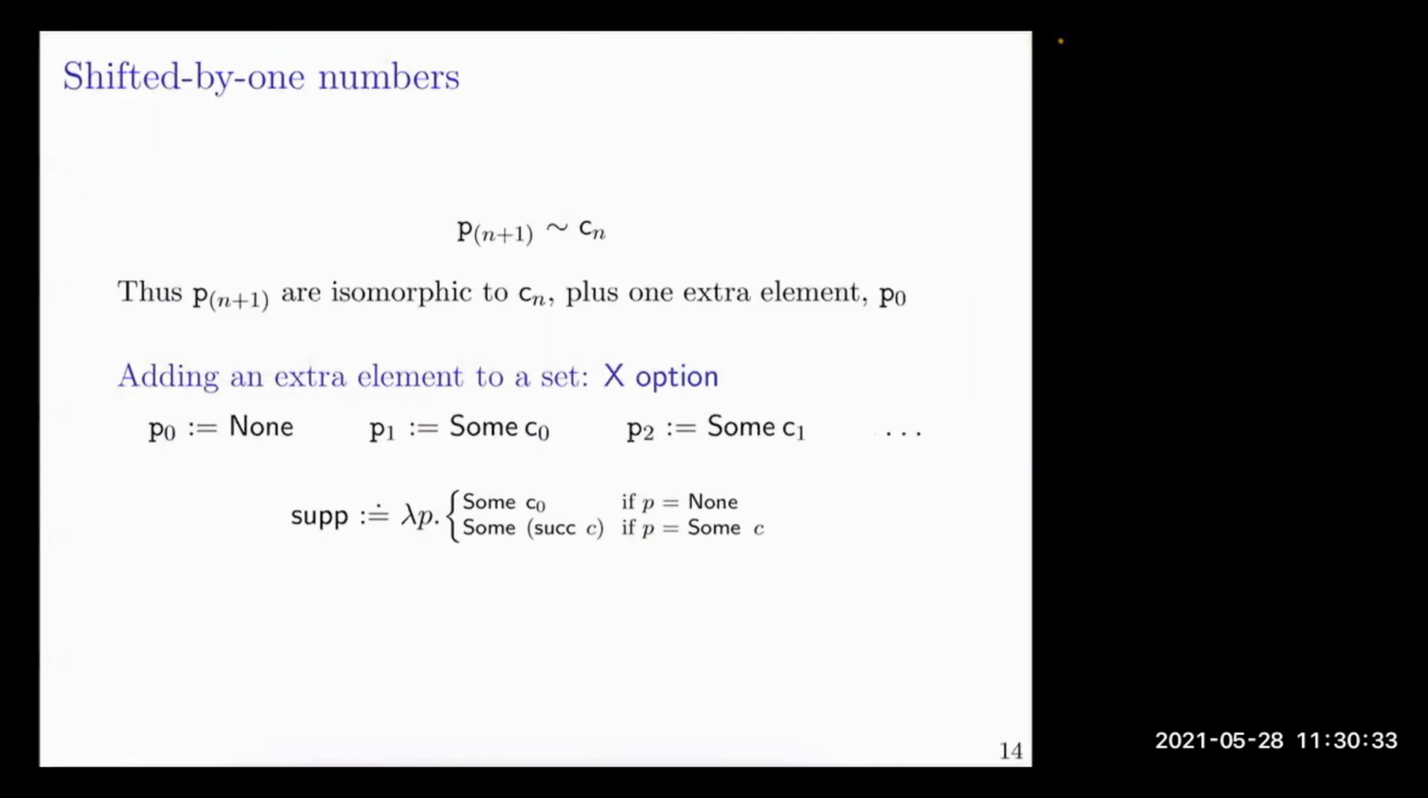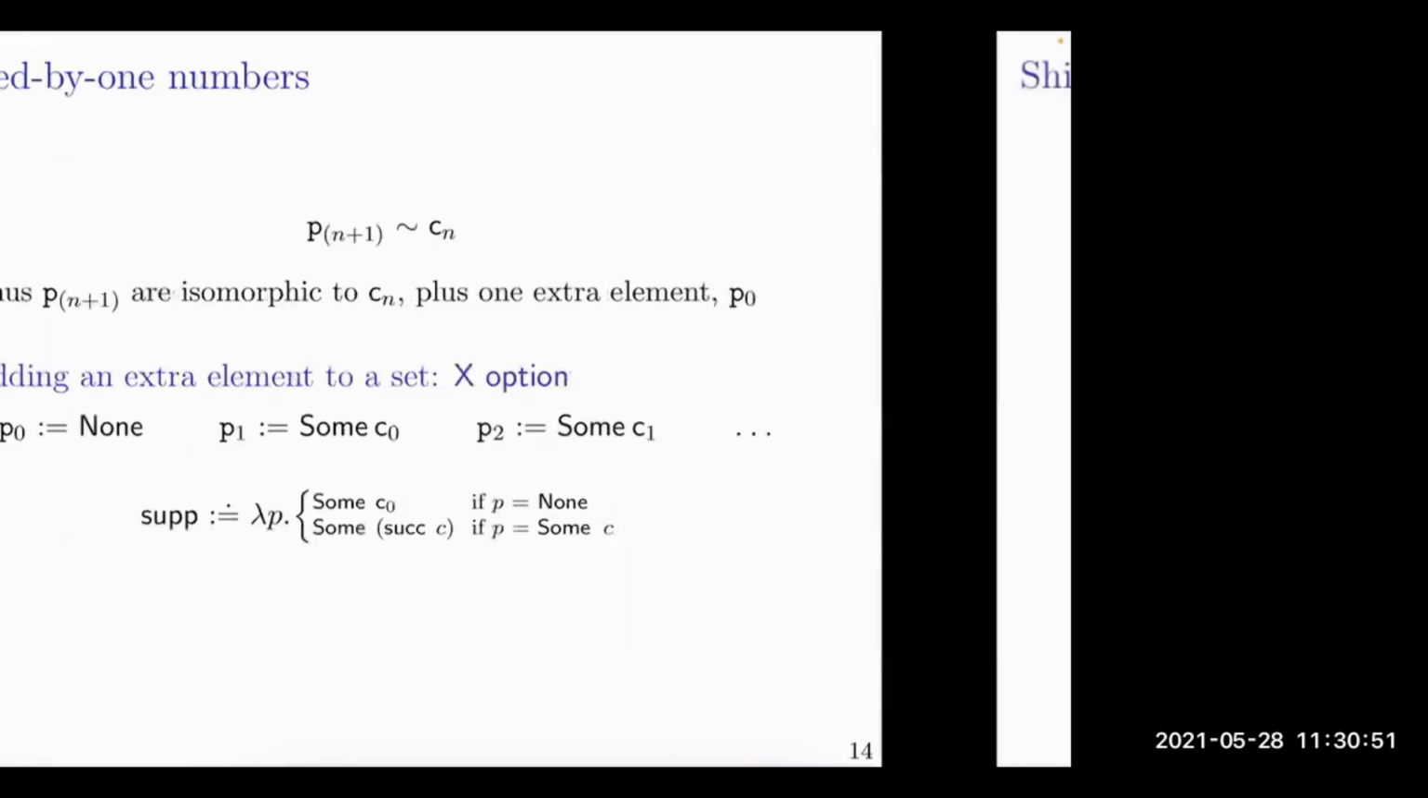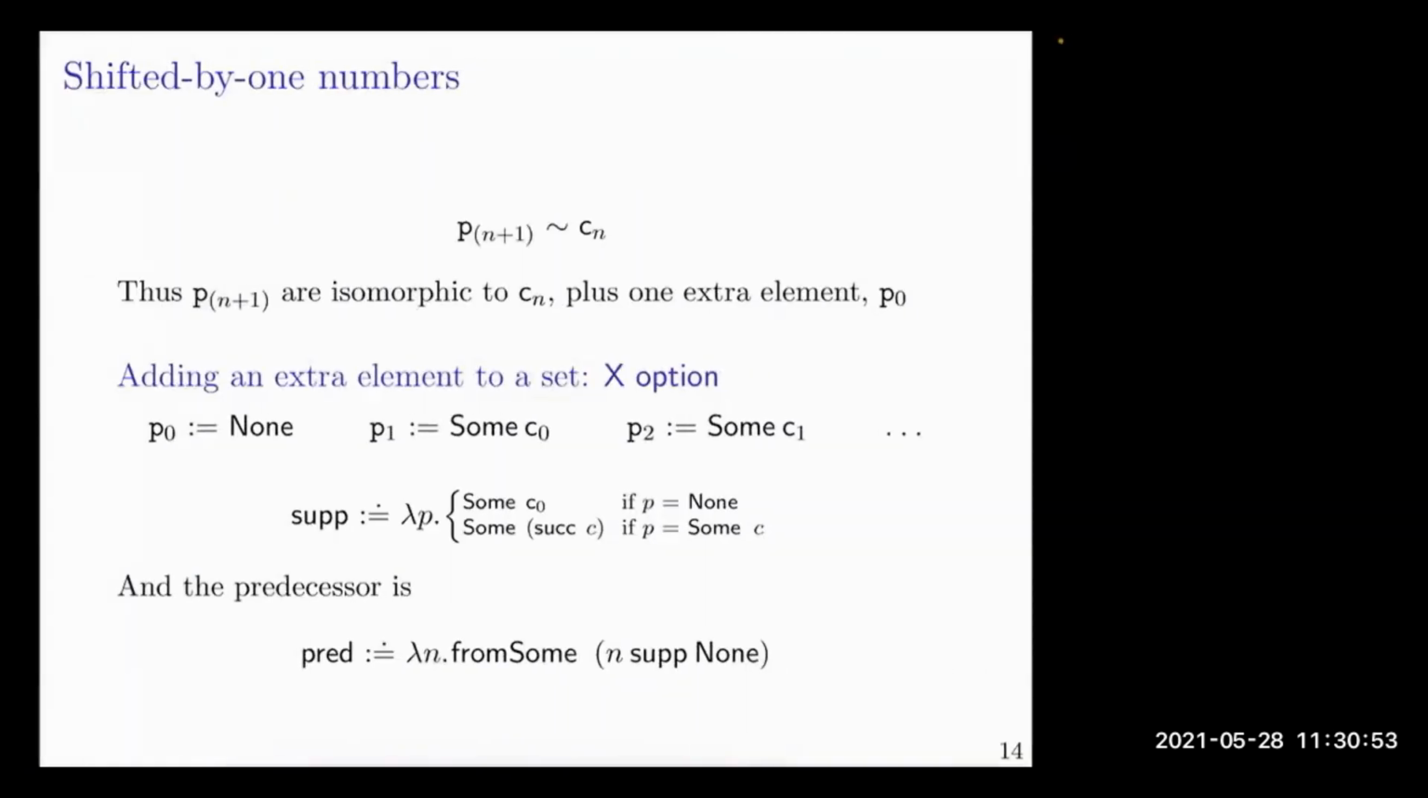So just looking at the sequence, the step function is easy to see, like on the slide. If P happens to be none, then the next should be sum C0. And if P is sum C, then the next would be sum successor C. And so the predecessor is extracting from sum, just removing sum, in a little bit sloppy notation. If actually the argument isn't sum, then it would choose an arbitrary term to return, like from sum with default.